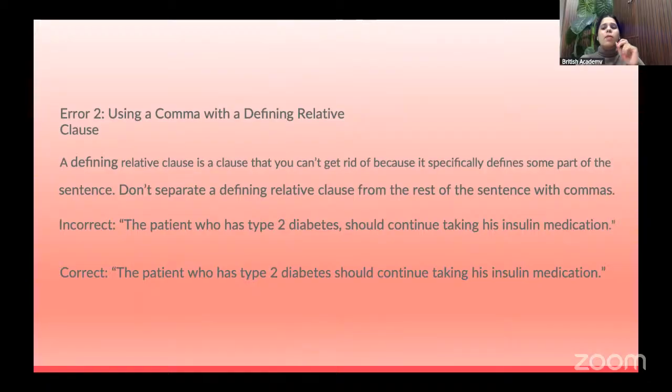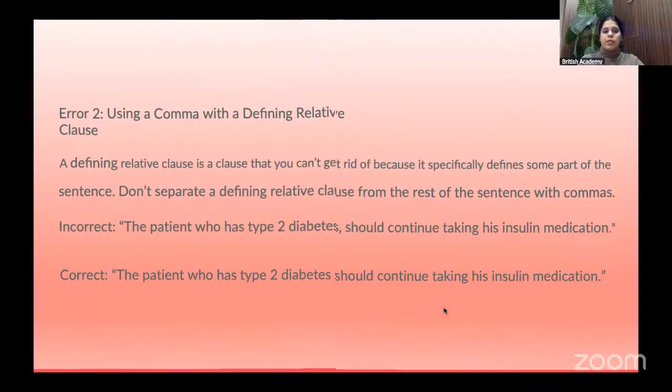I have seen this error in multiple places. Do not put a comma with a relative clause. So when you're using who, which, as in the patient who is suffering from, it is not needed to put a comma. Okay, so please take note of this.